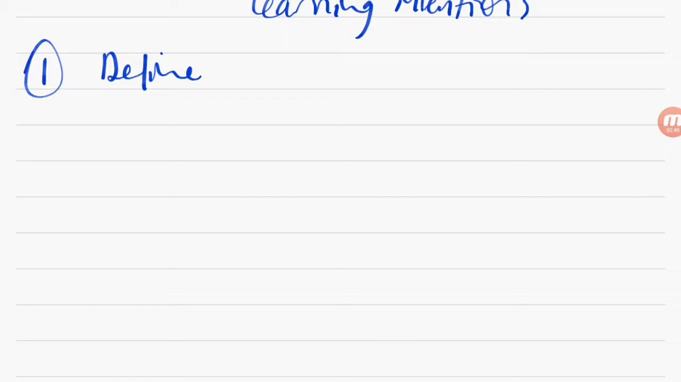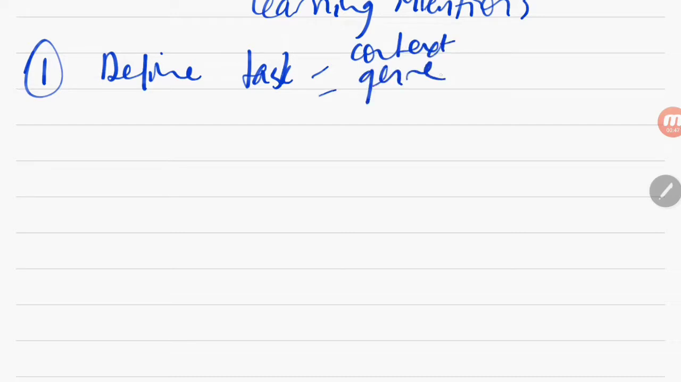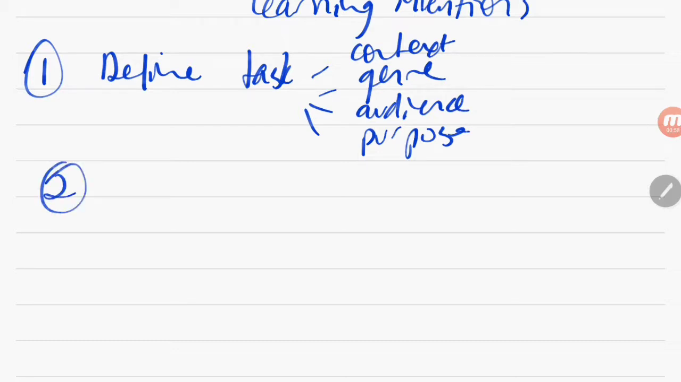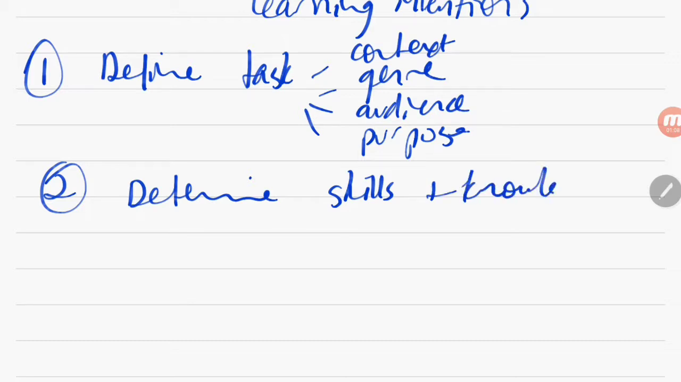So, what students know and can do. So, we must define the task first. And of course, as I keep saying, context, genre, audience, and purpose are critical components. So, once we've done that, we can determine the skills and knowledge that students need. And of course, we want students to be successful, so we need to be mindful of that.